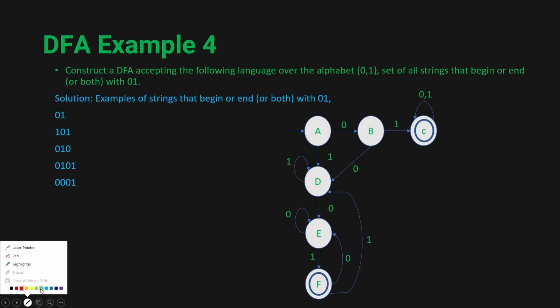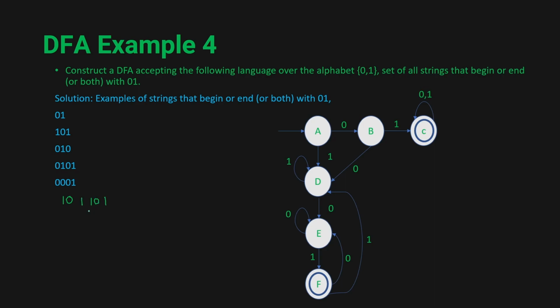Okay. So let's say we are having a string like this: 1, 0, 1, 1, 0, 1. Okay. Now you are in state A, you get input 1, you go to state D. You get input 0, you go to state E. Then you get input 1, you go to state F. You get another input 1, you go to state D. Then you get input 0, you are in state E. Then you get input 1, you are in state F. So a string that is ending with 0, 1. Hence this string is also accepted.